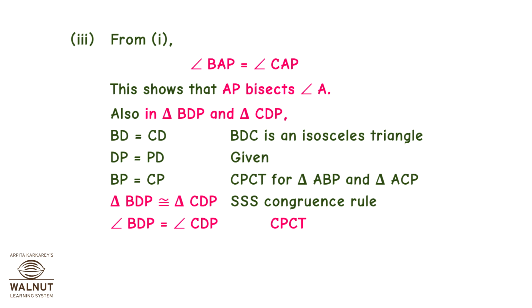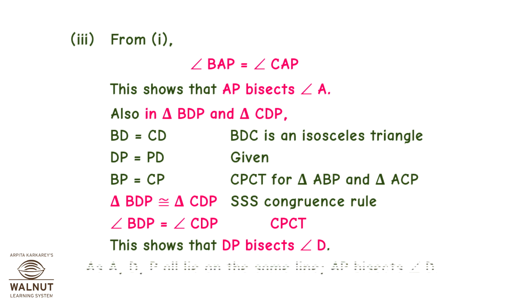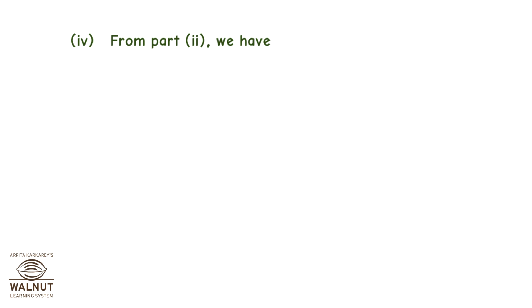Therefore, angle BDP is equal to angle CDP, CPCT. This shows that DP bisects angle D. As A, D, P all lie on the same line, AP bisects angle D. Let's go to the next one.